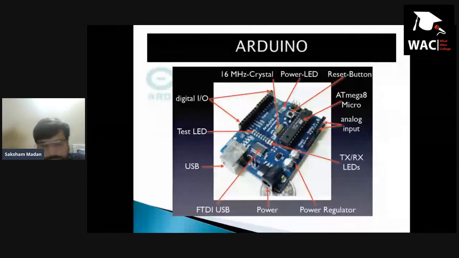So there was a question: what is the difference between a Raspberry Pi and Arduino? Raspberry Pi is a microprocessor based development system. This is a microcontroller based development system. We can install an operating system on the Raspberry Pi. Arduino doesn't run a full operating system.